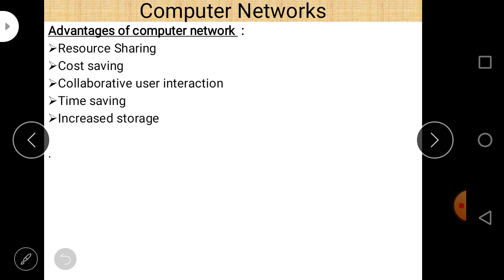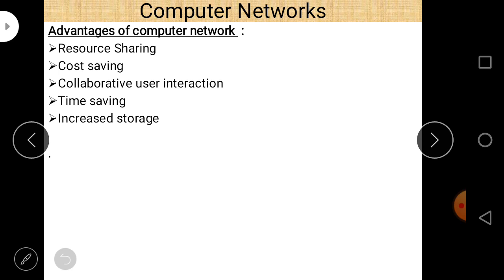Next is the advantage of a computer network. Why do we use a computer network? Because of resource sharing. We want to share a resource. In the previous example, as I told you, we want to share a printer among different computers, and that is possible only due to a computer network.